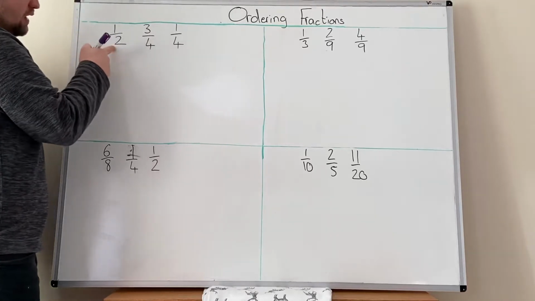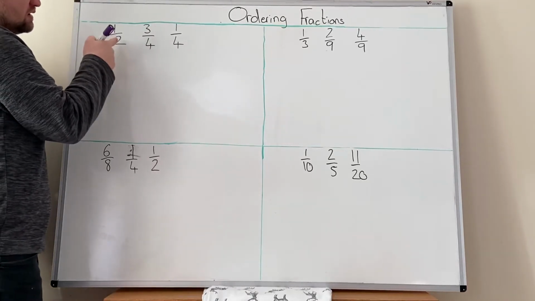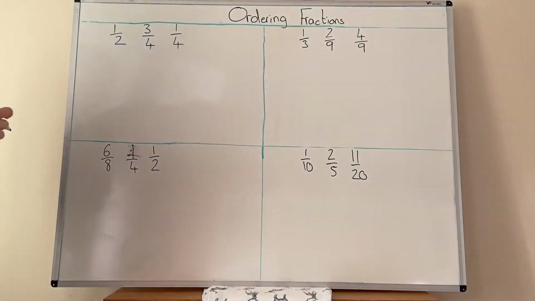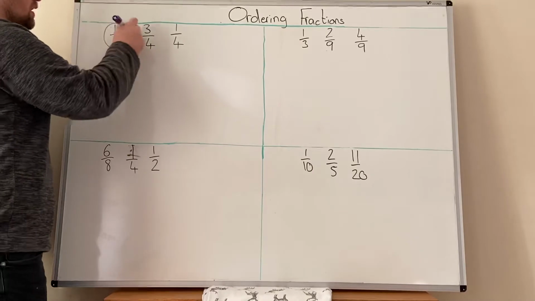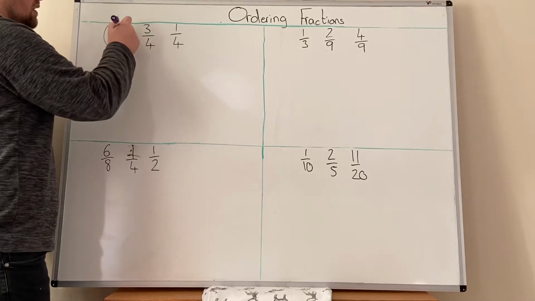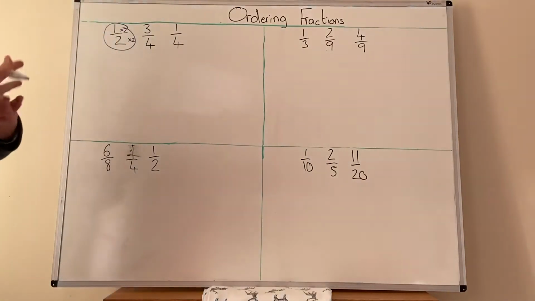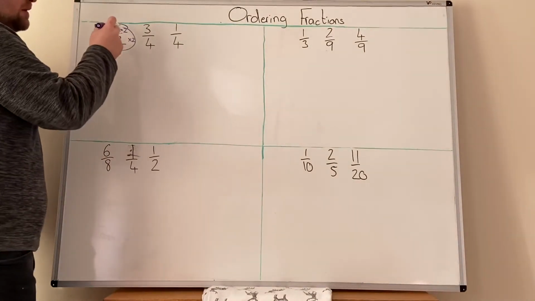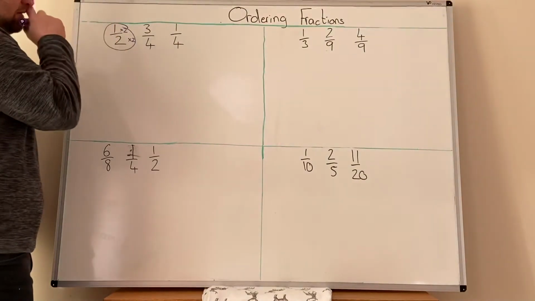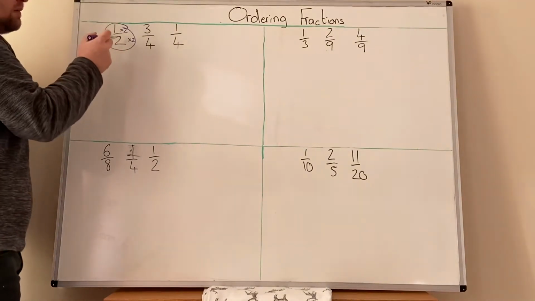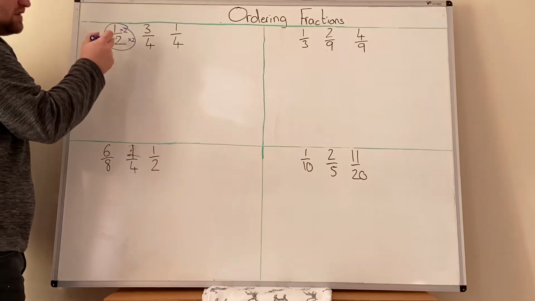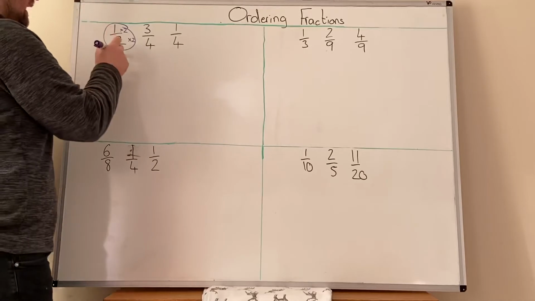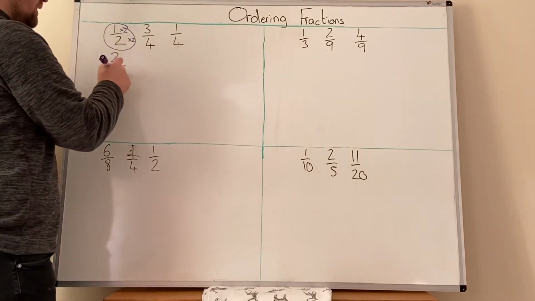Now if you look at this one, what can we do to 2? What can we multiply by to get to 4? What we're going to do is multiply this one by 2. Now when we multiply a fraction, if we want to keep it exactly the same, we have to times the top number, the numerator, and the denominator. So in this case, because we're multiplying the bottom number, the denominator, by 2 to get to 4, we've got to multiply the numerator as well. So what we get is 2 over 4.